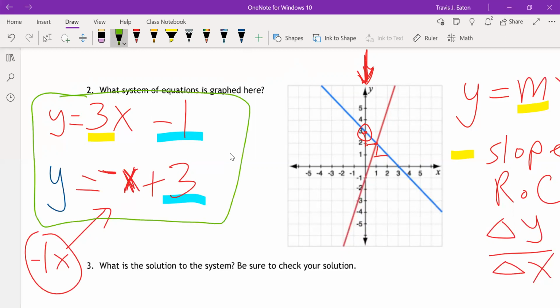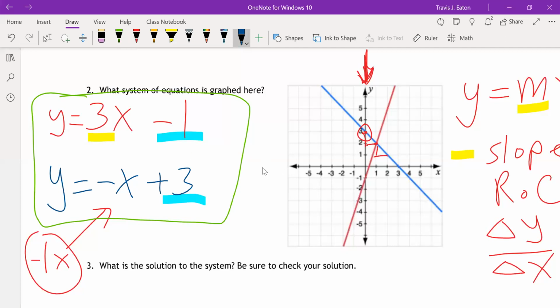y equals 3x minus 1, and y equals negative x plus 3. You know what? I forgot. Just for fun, I'm going to color negative x plus 3 in blue. There we go, to represent the blue line.